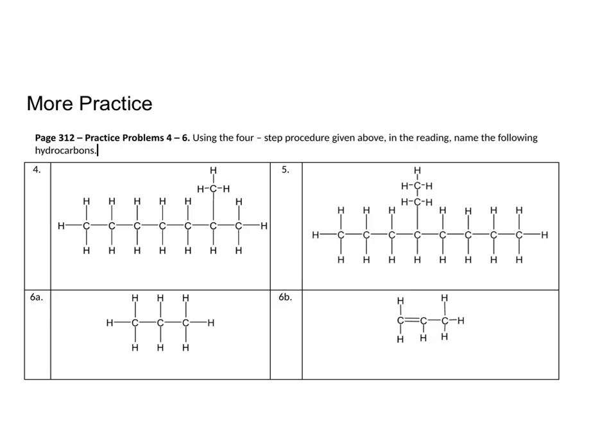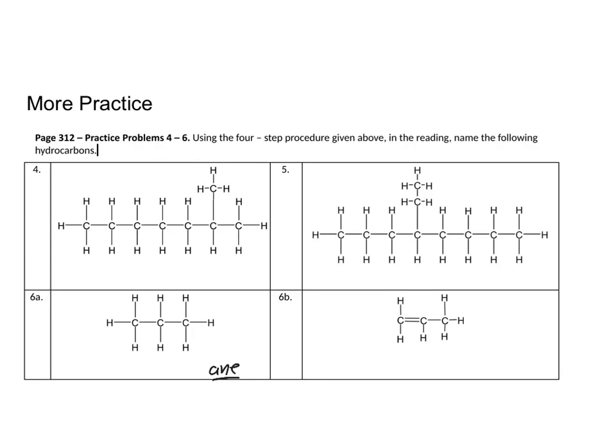So here's some more practice, and I'm going to walk through these with you so that we can talk about it. But you're going to see that, like in the case of 6A, which is the first one I'm going to talk about, I know that there's all single bonds, so it's going to be an ane ending.